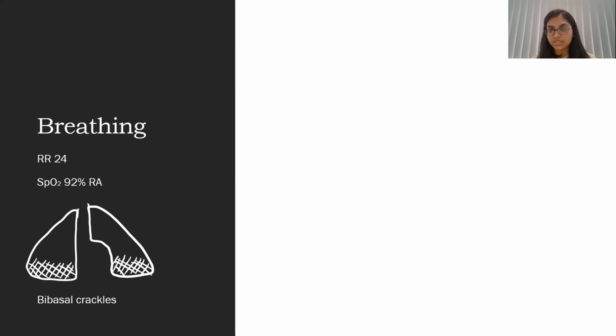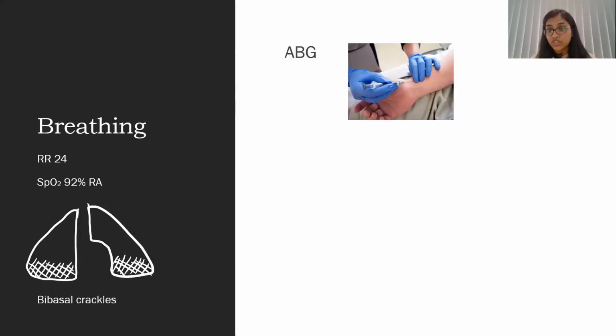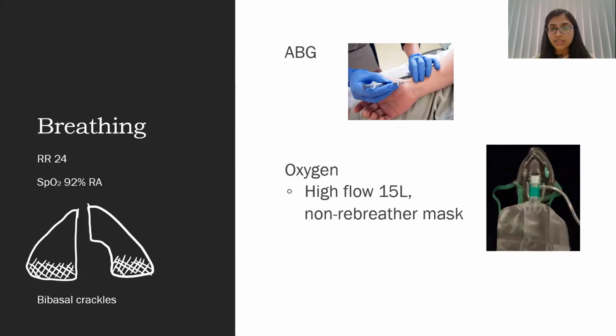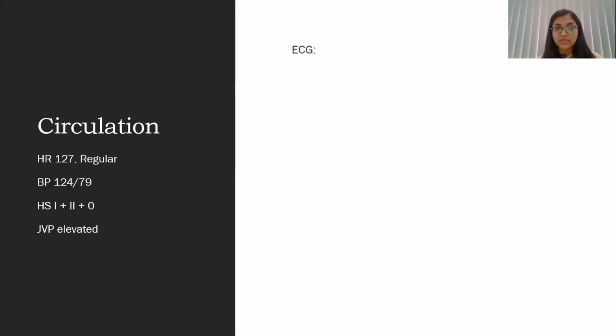Correct, you want to give some oxygen. And you can do an ABG just before the patient is started on oxygen, or you can do the ABG once the patient is on oxygen. In this case, you'll give high flow oxygen, 15 liters, like we discussed before, through a non-rebreather mask, and monitor the oxygen saturation throughout. And you have ordered a chest x-ray. It will take some time to come back. So in the meantime, you move on to circulation.